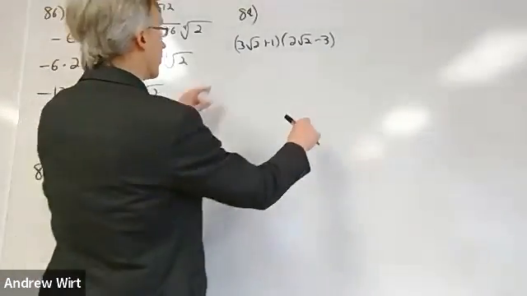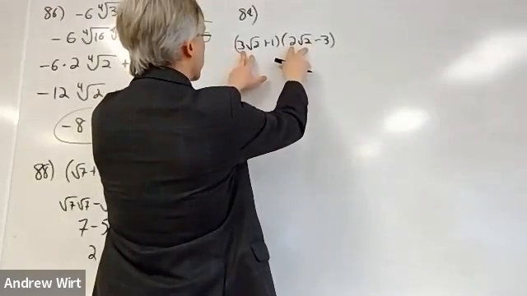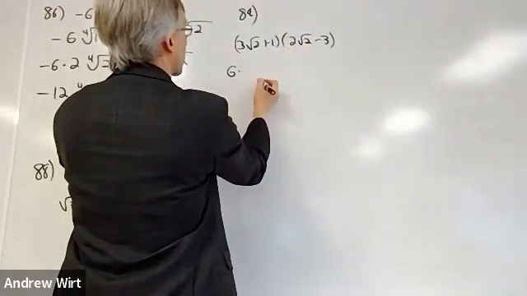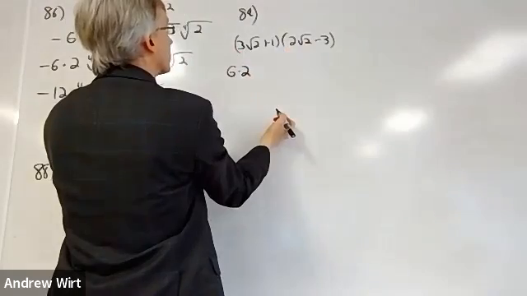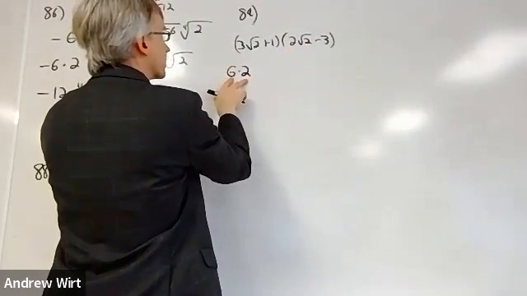Now these we're gonna have to fill out. So we'll start here, first times first. 3 times 2 is 6. Square root of 2 times square root of 2 is 2. So there's a result of first times first.